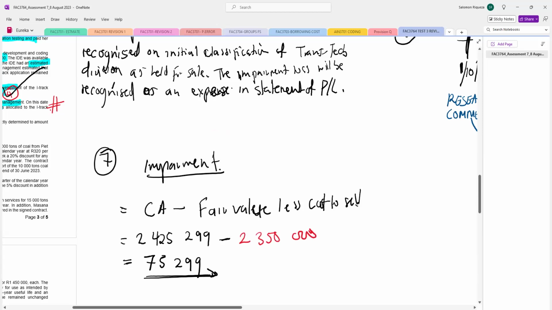Yes, Clive, I think you wanted to ask. No, I was lost on the calculation of impairment. I thought maybe the impairment was related only to the iTrack application, but now I see that it's related to the whole group. Yeah, the whole group. Yes, that's correct.